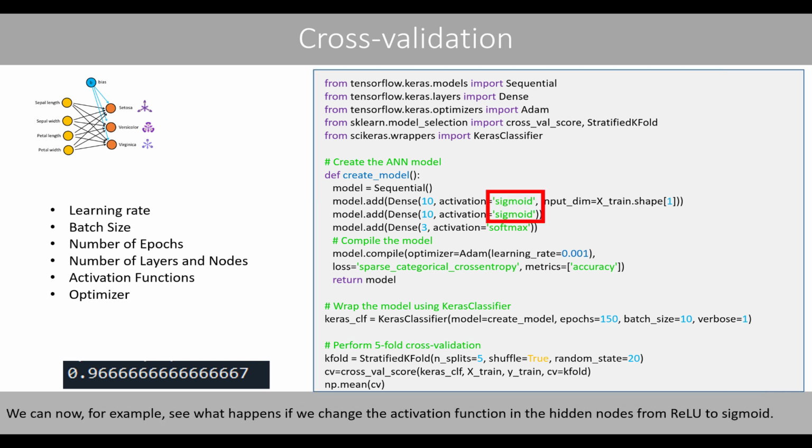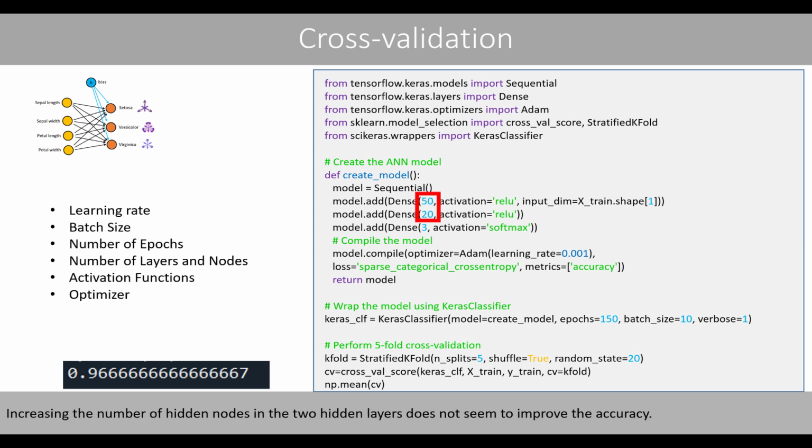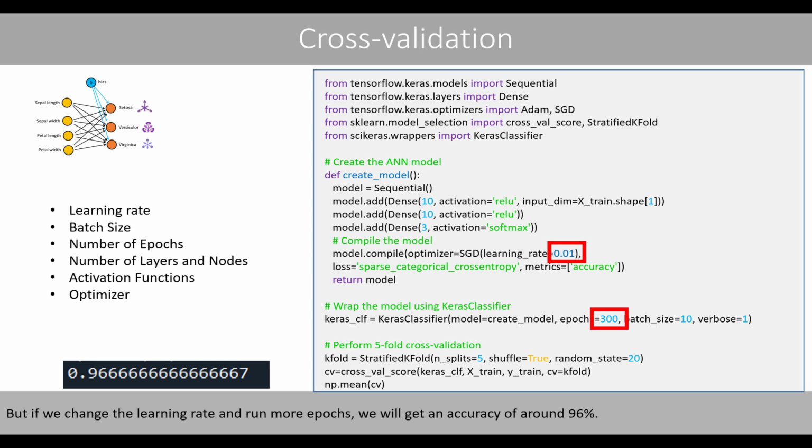We can now, for example, see what happens if we change the activation function in the hidden nodes from the ReLU function to the sigmoid function. The average cross-validation accuracy will now be lower than our previous accuracy. I get accuracies around 94%. Increasing the number of hidden nodes in the 2 hidden layers does not seem to improve the accuracy. Changing the optimizer from Adam to the classical stochastic gradient descent will reduce the accuracy a lot. But if we change the learning rate and run more epochs, we'll get an accuracy of around 96%.